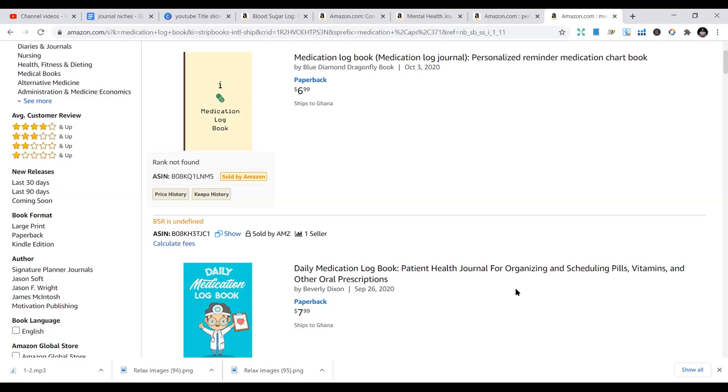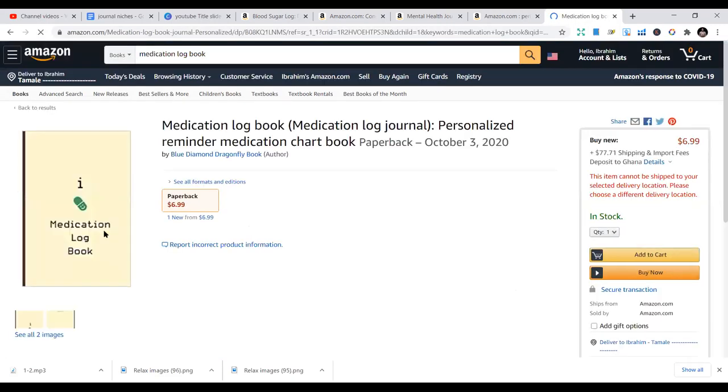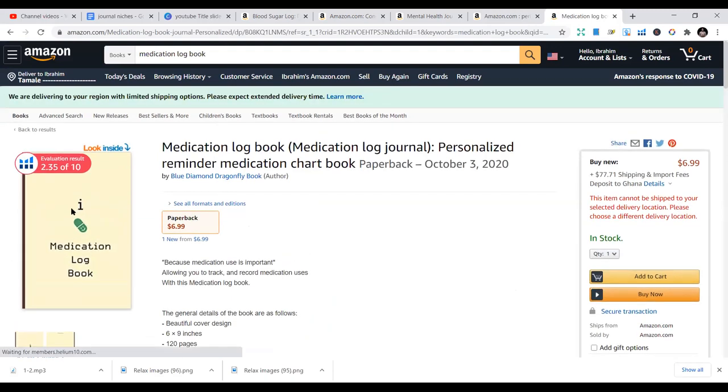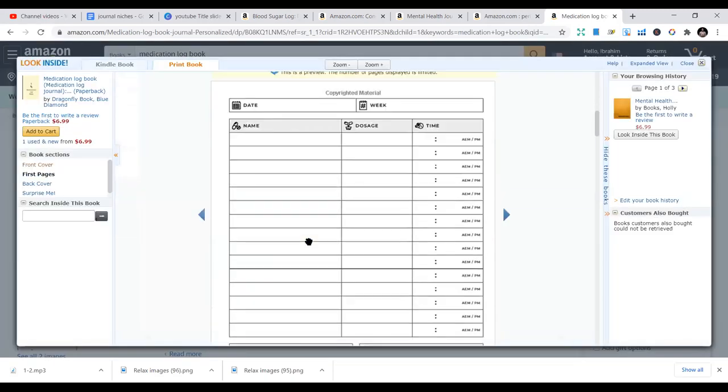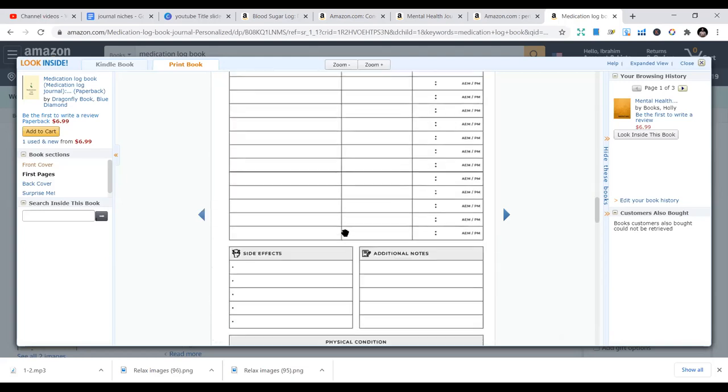Especially those who are going through chemotherapy or cancer treatments or whatever it is, it's a long period. They need to keep track of the drugs they are taking. So this book will help them do that. You can put in a simple interior for people to use to track that, and it's just simple: name, dosage, time, like AM, PM, and the pages are the same, you can just duplicate that.